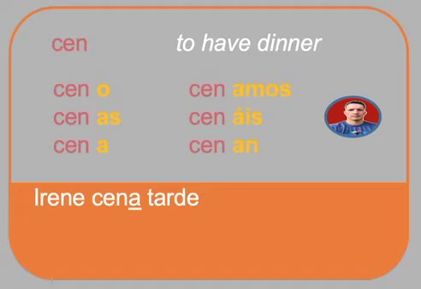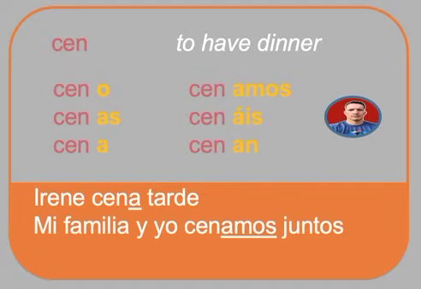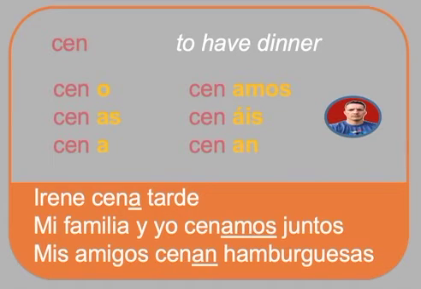And we've got some examples. So Irene cena tarde. Irene has dinner late. Mi familia y yo cenamos juntos. Me and my family, we have dinner together. Mis amigos cenan hamburguesas. My friends have burgers for dinner. So you can notice that we're not seeing the infinitive here, we're not seeing the AR, but we're seeing a series of different endings.